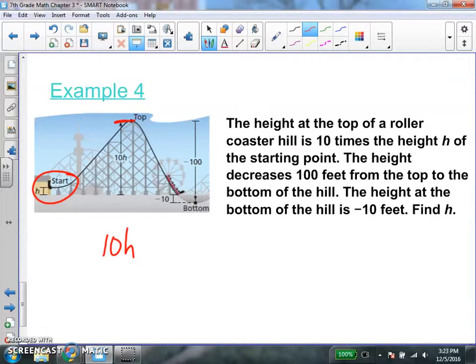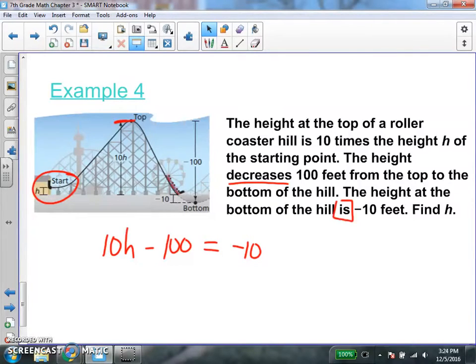We also know it tells us in the next sentence that the height decreases 100 feet from the top to the bottom. Well, how could you write decreases in math? Definitely by subtracting 100. A decrease is 100 feet from the top to the bottom. The last sentence tells us the height at the bottom of the hill is, big hint, "is" in math often means equals, negative 10. There's our equation that we need to solve to find h.